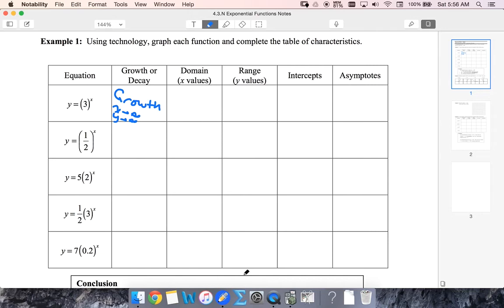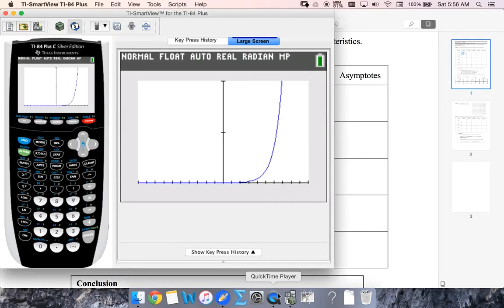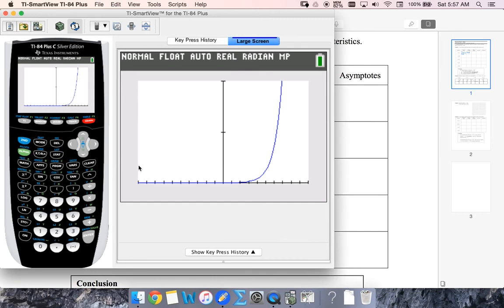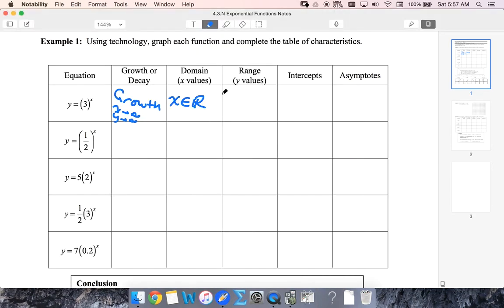Our domain? Well, it looks like all of our x values were covered. We still had values over here. Think about this side, this is like 3 to the negative 10th. Of course, 3 to the negative 10th is 1 over 3 to the 10th, which is a really small decimal, but it still exists. So our domain is x an element of the reals, all real numbers. But our range is only positive numbers, because no matter how small my x gets, I'm still going to have a positive decimal. And over here, obviously, I'm positive. So range: y is greater than 0.